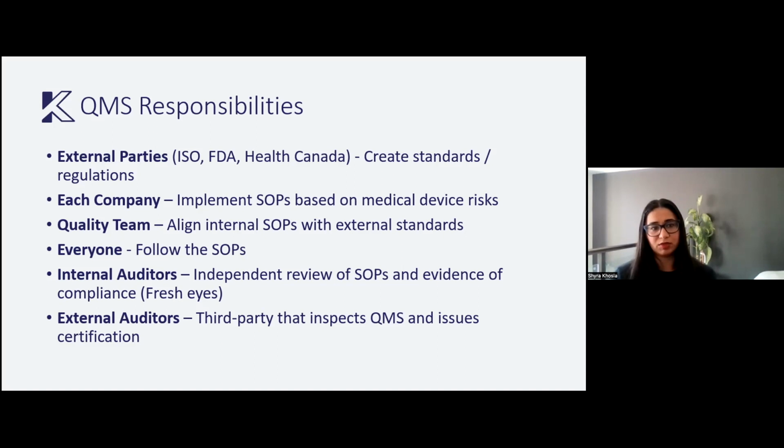The quality team is generally the team that is the expert in understanding the standards and the regulations and the types of risks in the market that feed into the external parties. So they're the ones making sure that the SOPs align with all of that. But it is actually everyone's responsibility within the company to follow the SOPs and make sure that they are doing work in compliance with all of these standards. And then we have auditors.